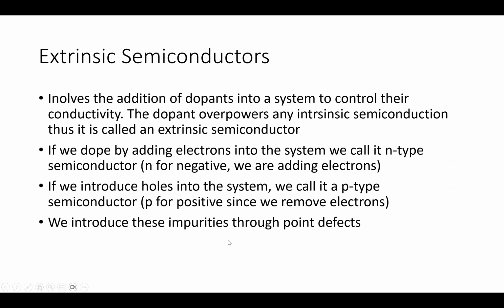Extrinsic semiconductors involve the addition of dopants into a system to control their conductivity. The dopant overpowers any intrinsic semiconduction, and that is why it's called an extrinsic semiconductor. If we dope by adding electrons into the system, we call it an N-type semiconductor. N for negative, since we are adding electrons. And if we introduce holes into the system, we call it a P-type semiconductor. P for positive, since we're removing electrons. And we introduce these impurities through point defects.